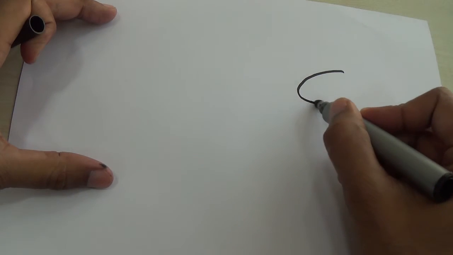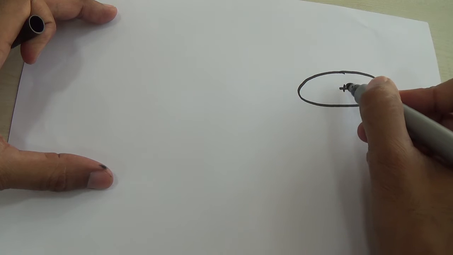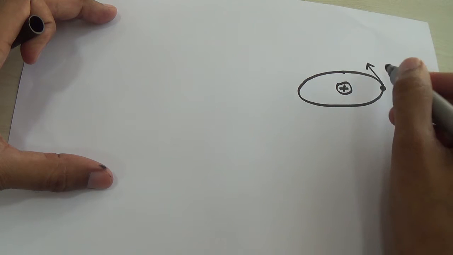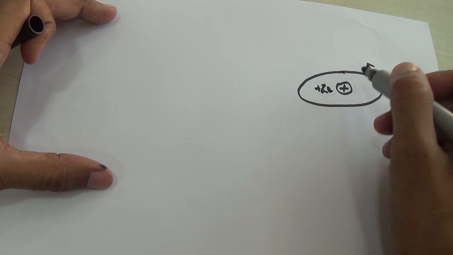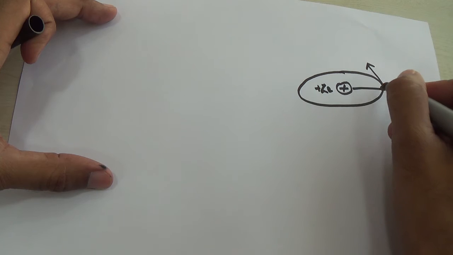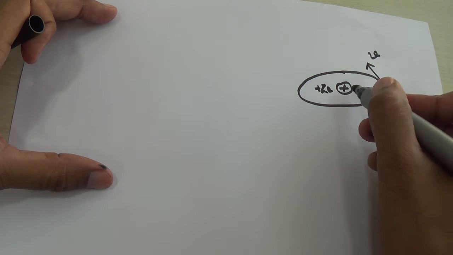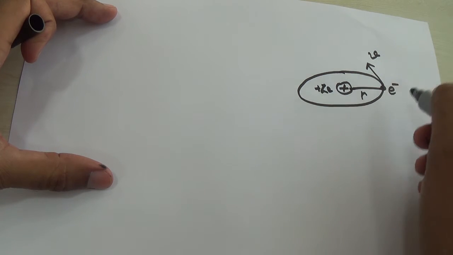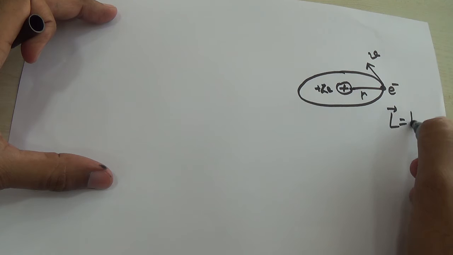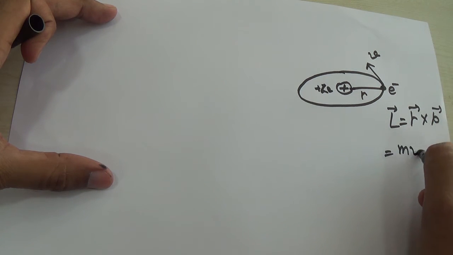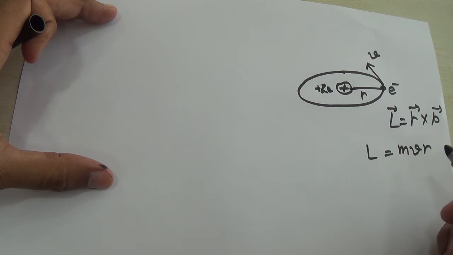So the next part: we have seen the contribution of the orbital motion of the electron. This is the nucleus, this one is the electron, and this is the radial distance r, with velocity v. Because of that we have seen L is equal to r cross p. In magnitude, L is equal to mvr.